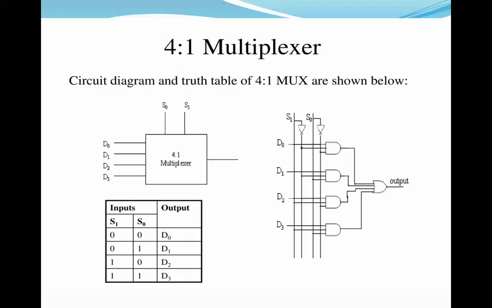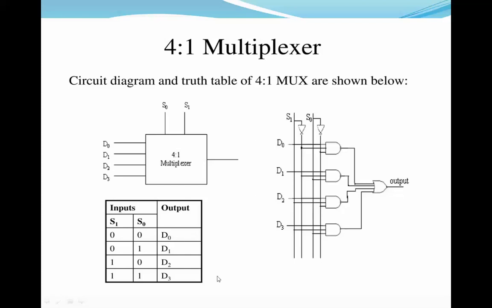So that means based on the input on the selection lines, the output is decided, whether the output will be D0, D1, D2 or D3. This is decided by the input on the selection lines. So now we are done with the truth table of the multiplexer.